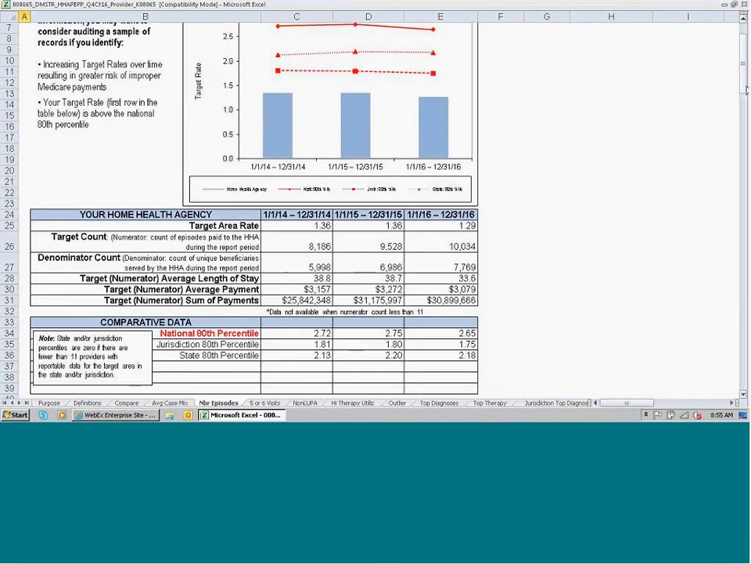For this target area, in addition to the numerator and denominator count, we are calculating the average length of stay in days for the numerator, and we are also calculating the average payment. This is the average amount of Medicare reimbursement for these numerator episodes, as well as the total amount of Medicare reimbursement.